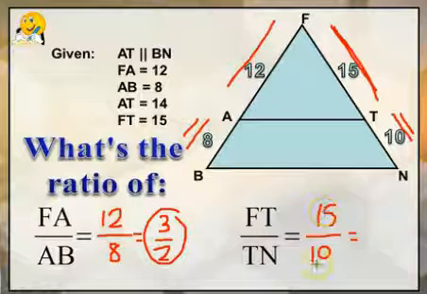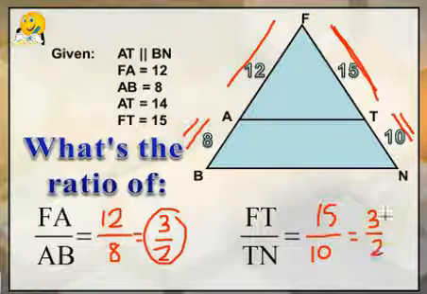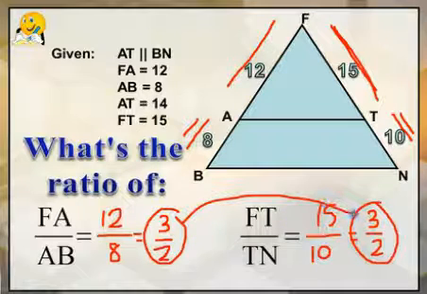Check this out. 15 over 10. If you reduce that, by golly, you got the same exact thing. So what does that tell you?